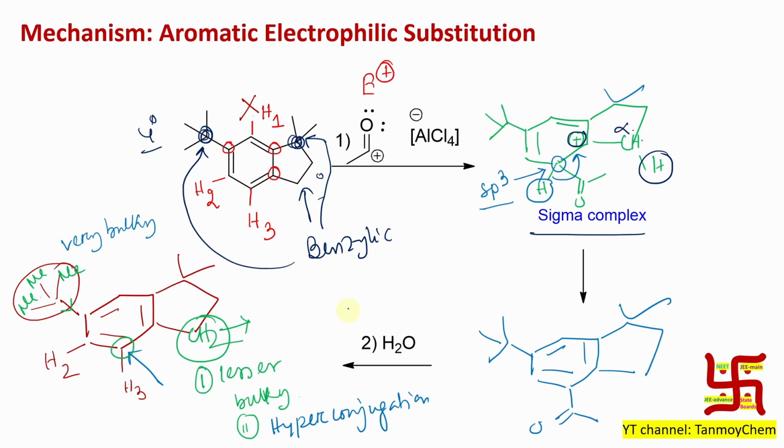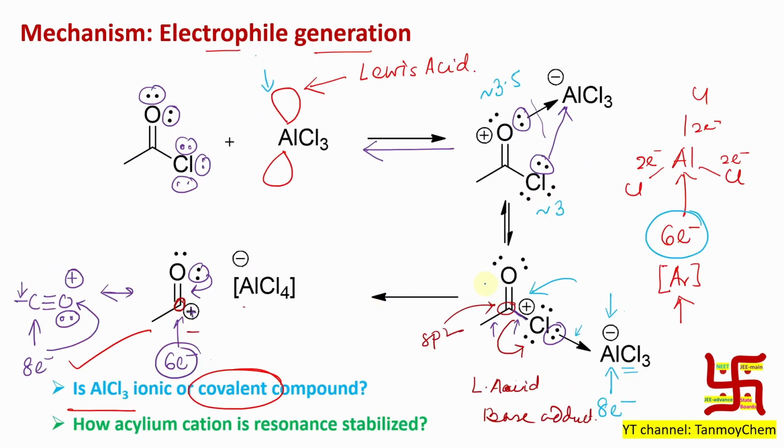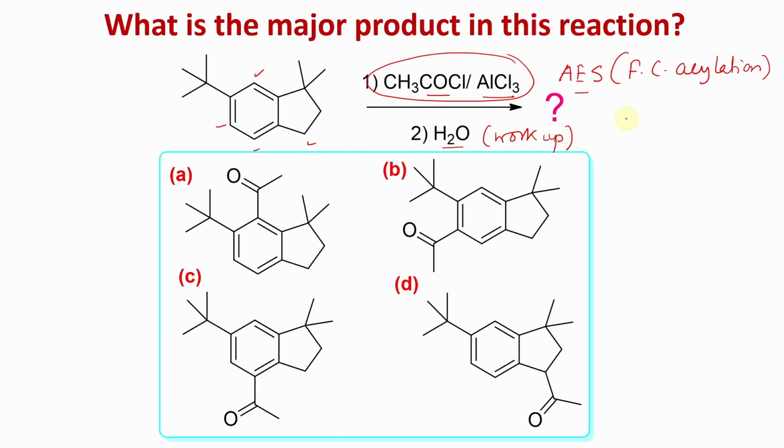Now, why is water given in the second step? Remember, students, this water is present in order to do the workup, because in the reaction medium AlCl3 is there. But what is the overall reaction if I say? Then whatever product I have written, along with that one molecule of HCl is produced.